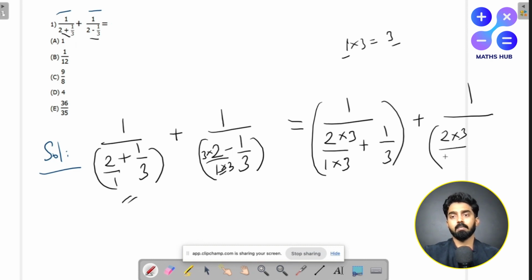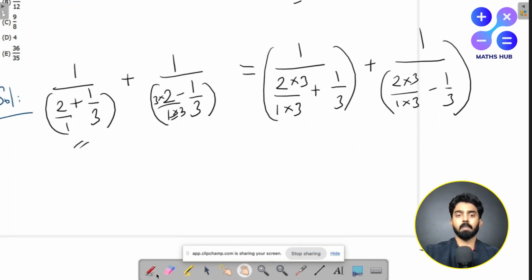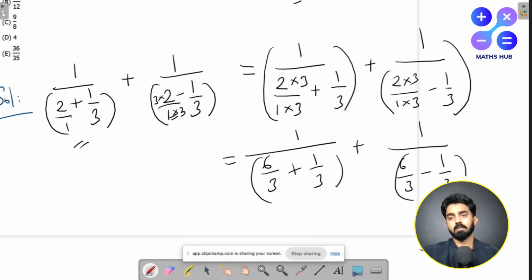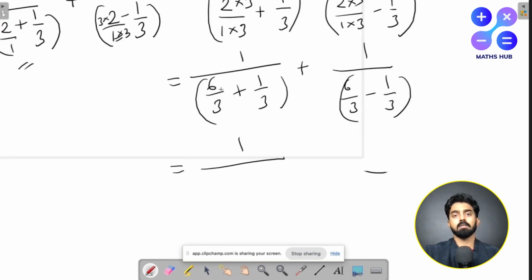So you're going to have 2 times 3 by 1 times 3 minus 1 by 3, right? And what do we have next? The next part is, 2 times 3 is 6, so 6 by 3 plus 1 by 3. And over here we have 1 by 2 times 3 is 6 by 3 minus 1 by 3, right? So the next step would be, since the denominators are the same, we don't have to change the LCM. We can just go with the same denominator and then add up the numerators, right? So that will be 6 plus 1 by 3 plus 1 by 6 minus 1 by 3, which is 5.